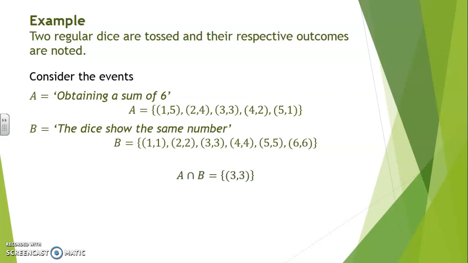The intersection of A with B must be filled with elements that are both in A and in B, and that is restricted to the combination (3,3) in this case. (3,3) produces a sum of 6, and (3,3) are dice that have shown the same number. So the probability of the intersection of A with B is 1 over 36, since only one sample point realizes both A and B.